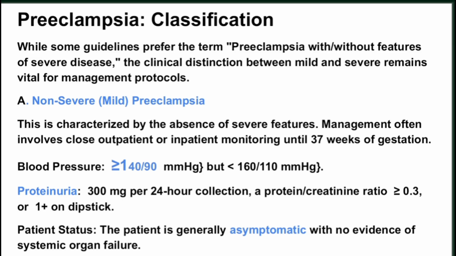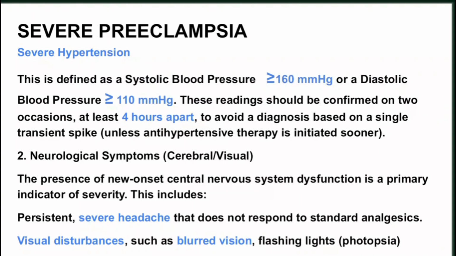Okay, so when it comes to severe preeclampsia, we need to know that severe preeclampsia is just the systolic BP is greater than 160 millimeters of mercury or a diastolic blood pressure greater than 110 millimeters of mercury. So these readings should be confirmed on two occasions at least 4 hours apart to avoid a diagnosis based on a transient spike.